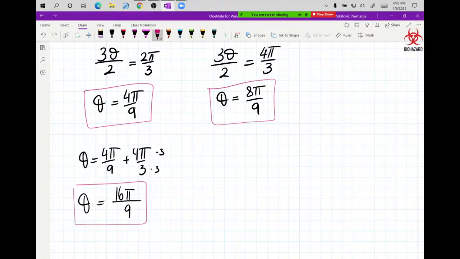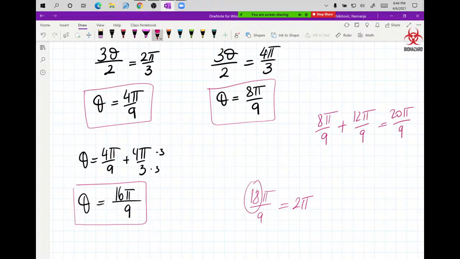So common denominator of 9. So 9 times 2, that's 18. So 18 pi over 9 is 2 pi. You see that 16 is less than 18, so that's a good solution. Now, if you are to add the 4 pi over 3 period to this one, I'm going to erase this. You will see that you go over 2 pi. So plus 12 pi over 9, the common denominator. So you get 20 pi over 9, and that's bigger than 18.